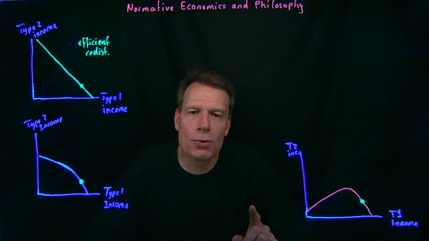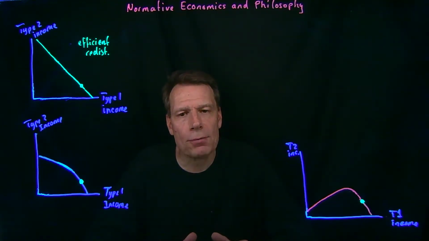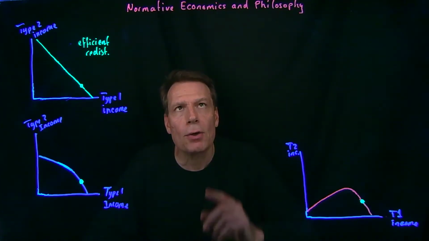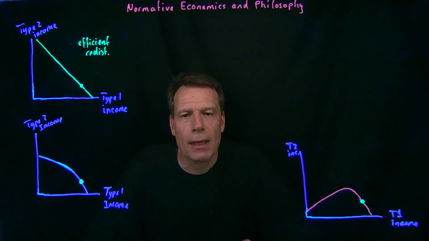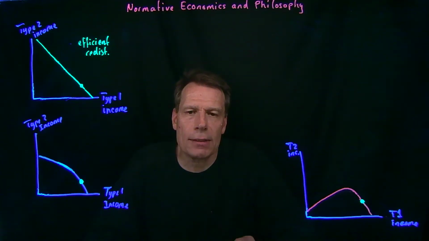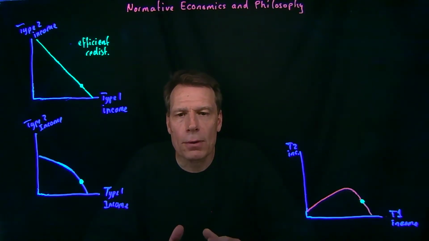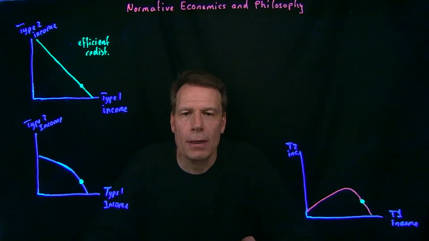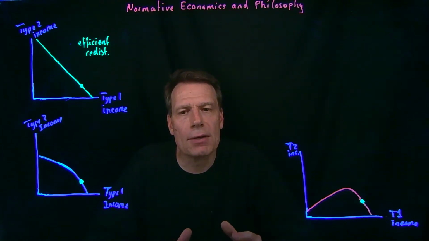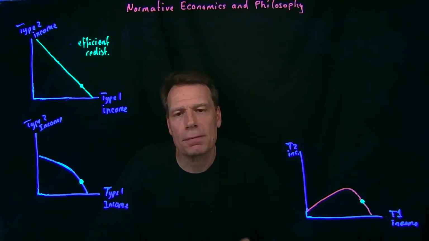And as soon as we use the word should, we've crossed the boundary from positive economics to normative economics. Now we need an ethical criterion to choose what's more desirable and what's less desirable, which is why normative economics intersects with the discipline of philosophy.